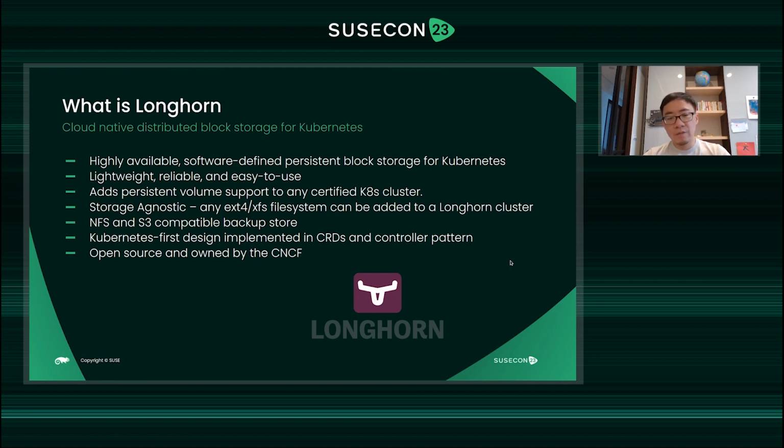Storage agnostic, it supports ext4 and XFS file systems, which can be added as a Longhorn disk. And it's not just in-cluster volume capabilities supported by Longhorn. Longhorn also supports out-of-cluster functionality like backup and restore. Right now we support two types of backup store, including NFS and S3, and we will have a new protocol supported later, which will be introduced in 1.5.0.